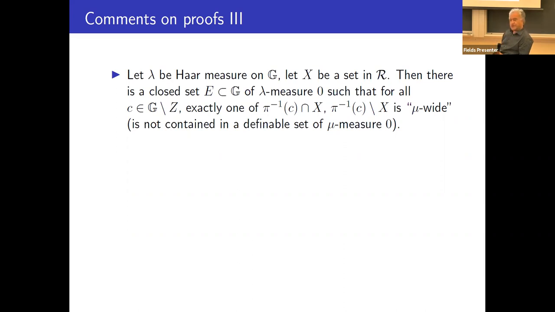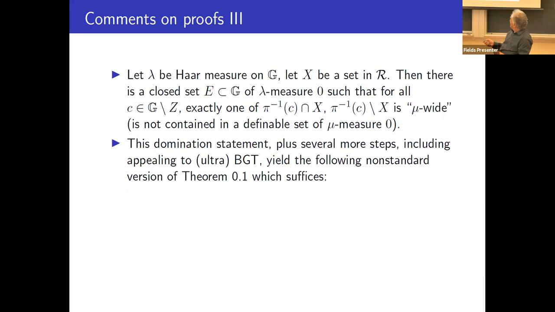So you see all the ingredients there of this kind of regularity statement. It's still there, but it's in the domination statement. Plus several more steps, including appealing to ultra BGT, yields the following non-standard version of theorem 0.1, which is the main statement. And I'm going to stop there, okay? Which suffices. This is the non-standard version of theorem 0.1.